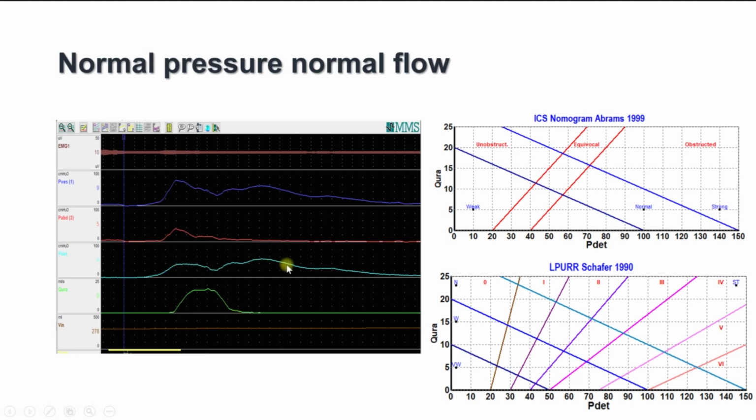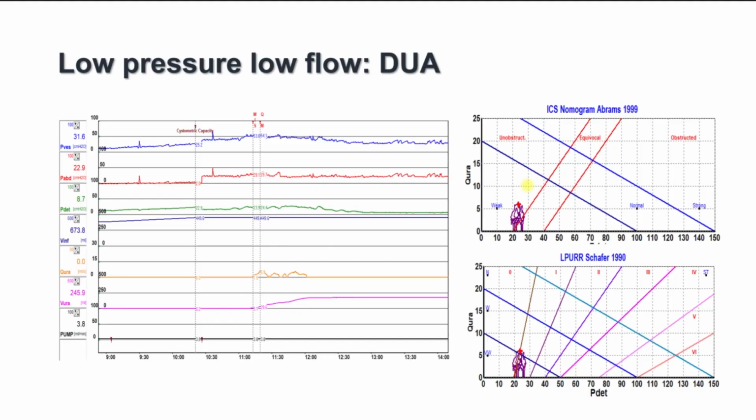This is a patient of overactive bladder. And these blinking red lines show the location of the P det at Qmax point, which is obviously unobstructed and in good detrusor function. Now comes the low pressure, low flow, detrusor underactivity.